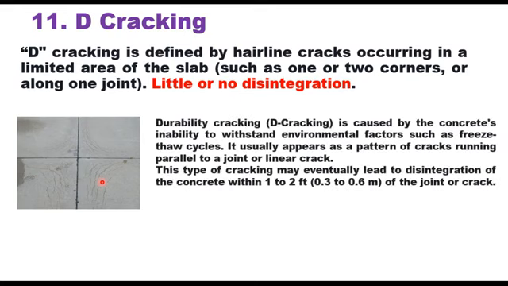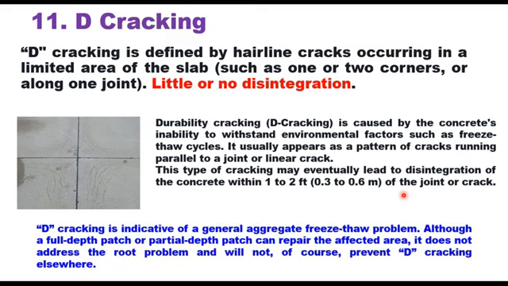Durability cracking is caused by concrete inability to withstand environmental factors such as freeze-thaw cycles. It usually appears as a pattern of cracks running parallel to a joint or linear crack. And this type of cracking may eventually lead to disintegration of the concrete within 1 to 2 feet of the joint or the crack. D-cracking is indicative of a general aggregate freeze-thaw problem.